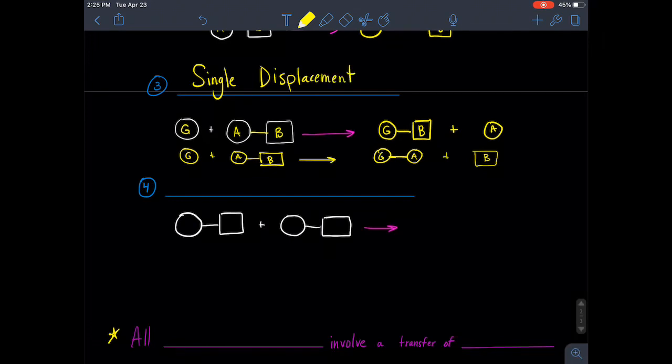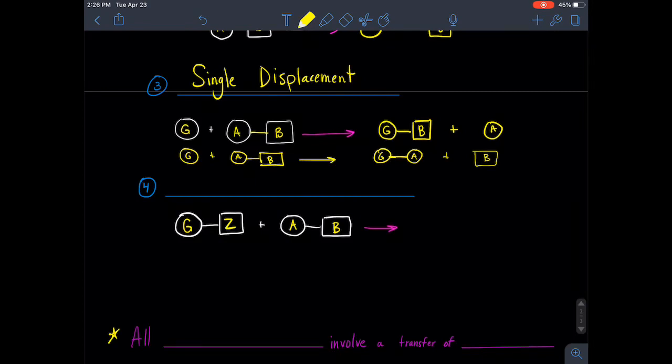Okay, well, if we start with 2 molecules that are in our reactants here, let's say that we have G bonded to Z and the other one is going to be A bonded to B. Well, we can do something even beyond a single displacement, and this one's called a double displacement. So you can probably envision what's going to happen if you're seeing the pattern here.